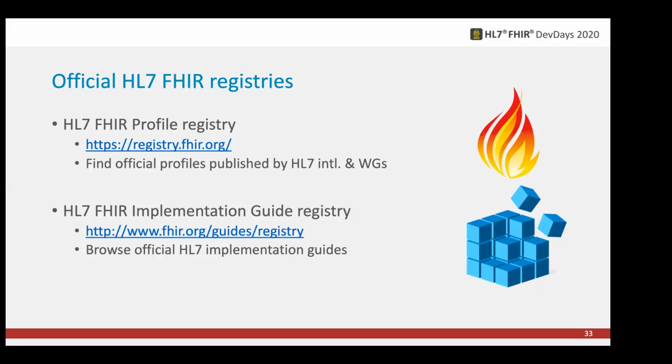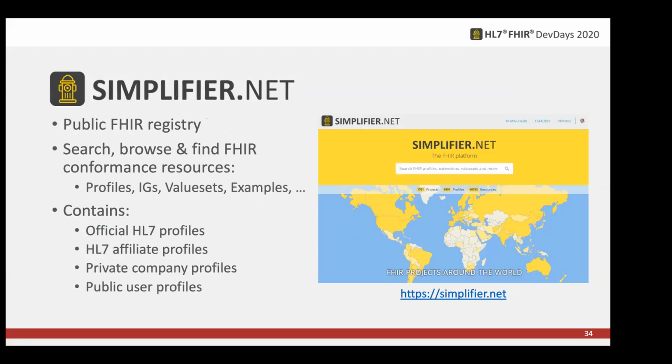So a couple of slides left here about the tooling and the registries. As I mentioned, it's important to have a place where you can publish your work, and there is an official HL7 profile registry. There's also a registry for implementation guides, and in this case that doesn't mean implementation guide resources, but the complete set of information in the form usually of a website. So you can find them on those links if you want to.